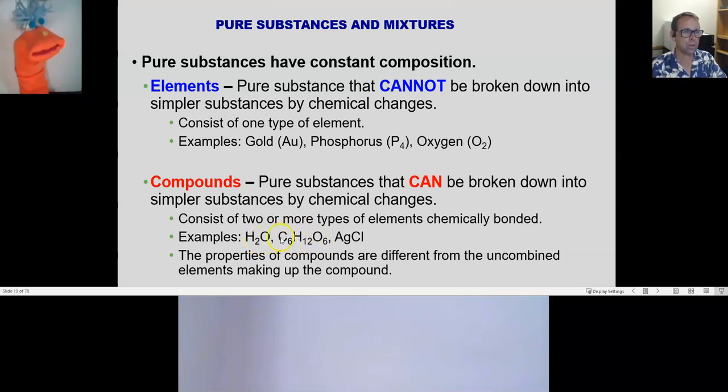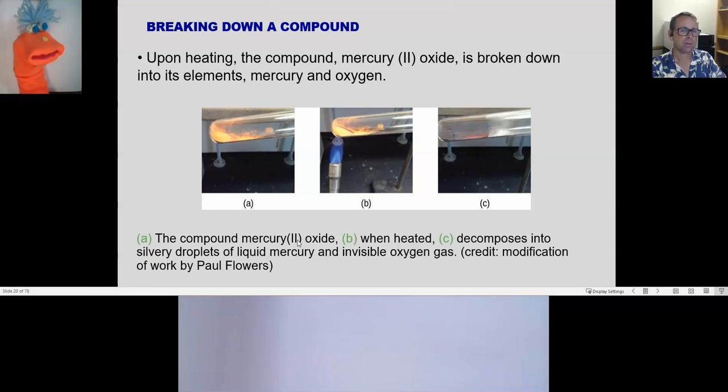All right, glucose here is a compound which we talk about a lot. C6H12O6. This is the chemical formula for glucose and a lot of other sugars as well. Elements come together to form compounds, but compounds can be broken down into their elements as well. All right, sometimes that's something that happens.